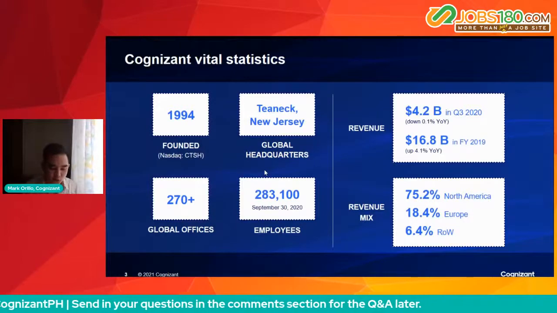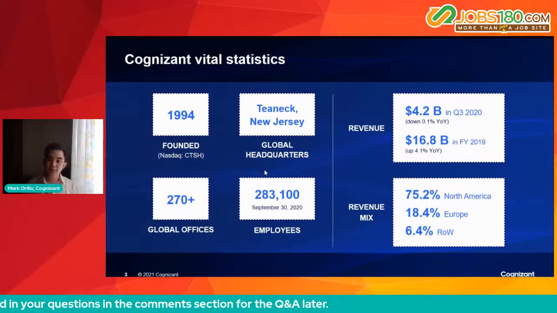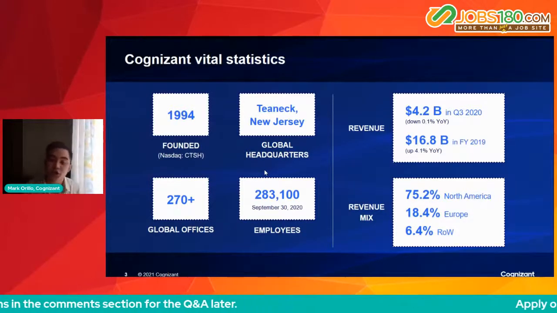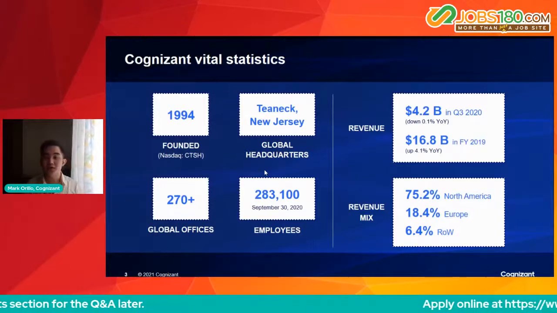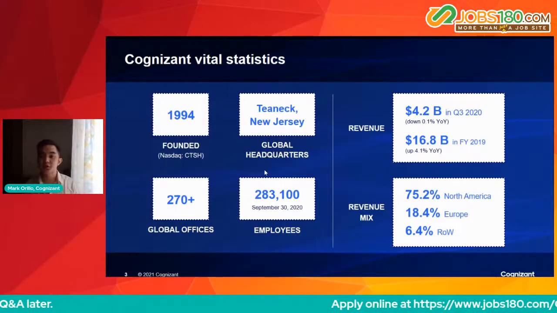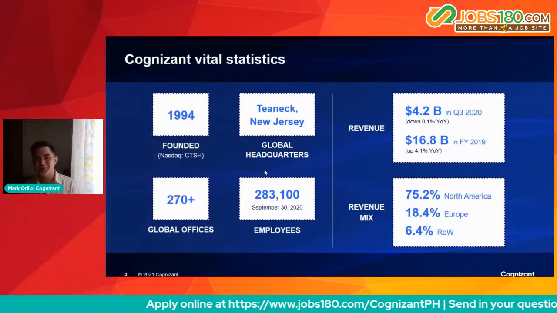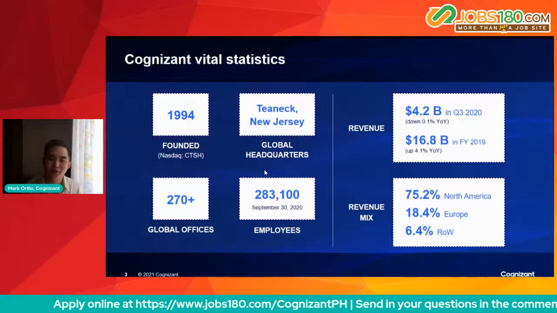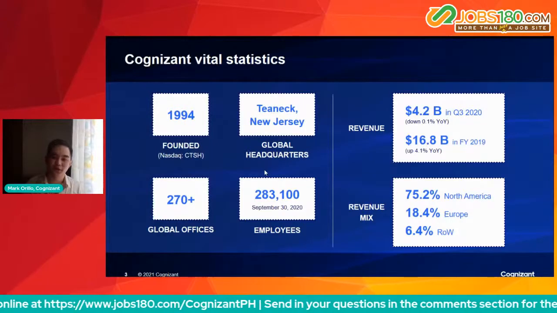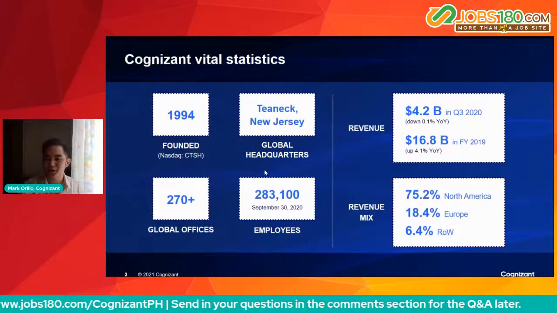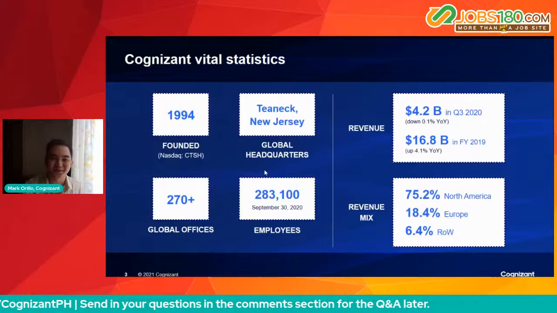Okay. So also, despite the global pandemic situation, we were able to increase our revenue by 4% year over year. Imagine, guys, it's a pandemic, but Cognizant was able to increase the revenue. So, right? Hashtag Cognizant.